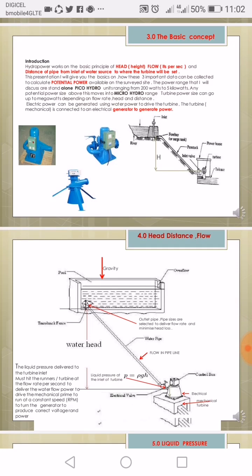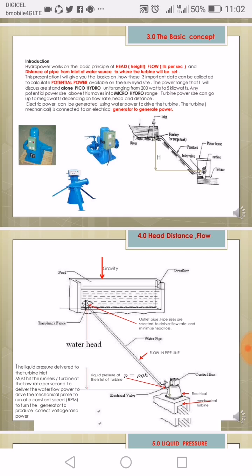This is the next slide, water head, and it's very important. Now, you look in here, you have gravity on top of this tank or water or dam or creek or whatever. You put in a pipe, an outlet pipe here, and there is the pipe distance here, and this gives you the head loss. You will get the liquid pressure. Now, the liquid pressure is delivered to the turbine inlet here.